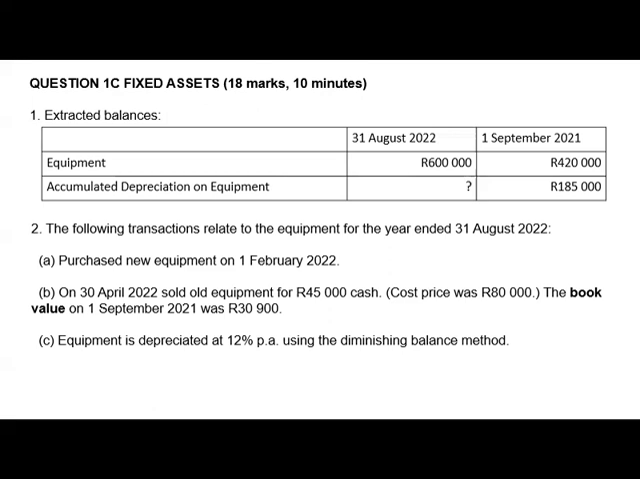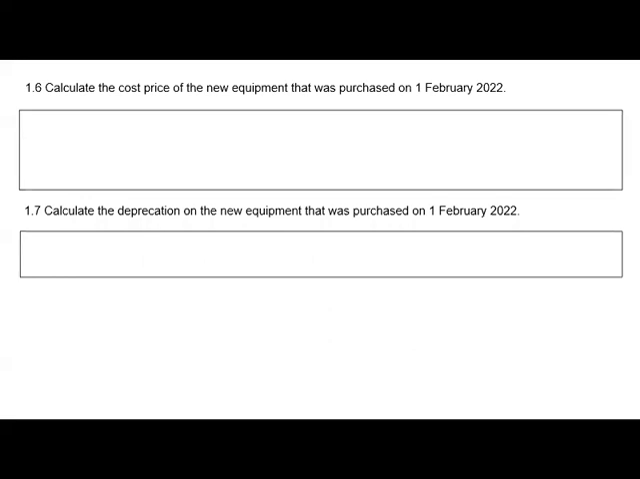What we're going to do is to calculate the cost price of equipment purchased. I will normally say 420 plus X, which is the cost of the equipment purchased, minus 80,000, which is the cost of equipment sold, should be equal to 600,000. Let's see what we get. I did this: the balance of cost at the beginning of the year plus the cost of the equipment we purchased, which is X, we don't know what that is, minus the cost of equipment sold, which is 80,000, should give us the cost of equipment at the end of the year, which is 600,000.